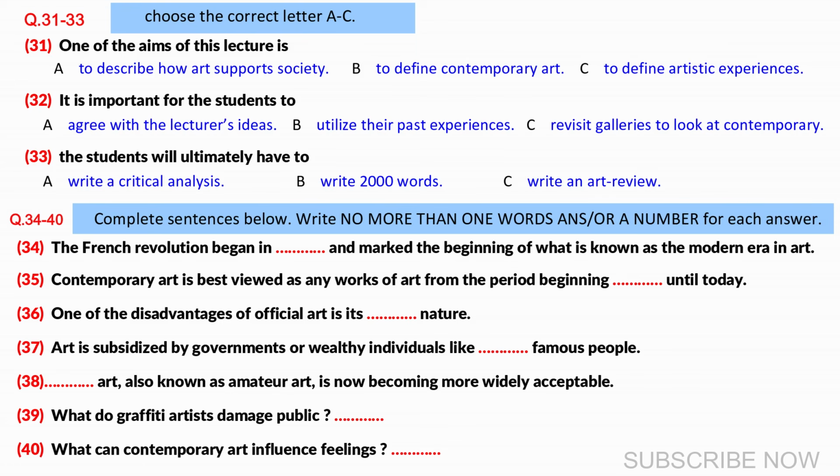And let me remind you now that at the end of these lectures you will be given a written assignment which will consist of a 2,500-word critical essay. This is not an art review, but an analysis of what you think this kind of art means.